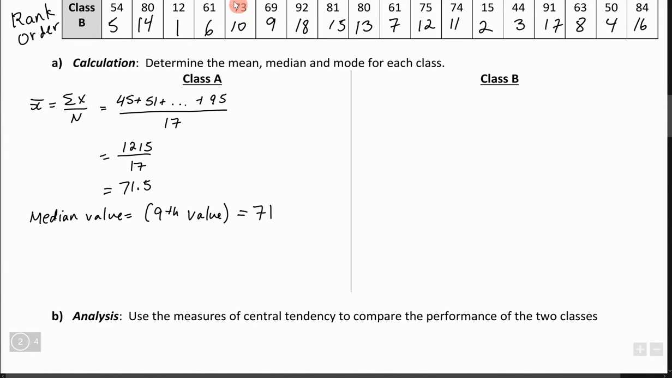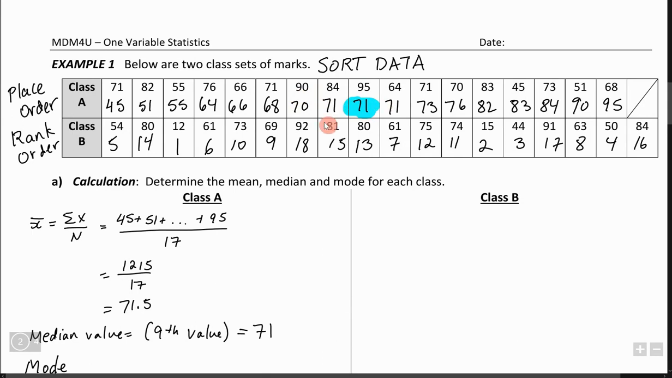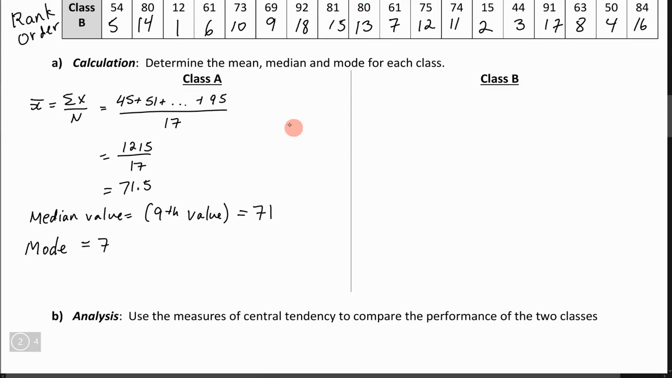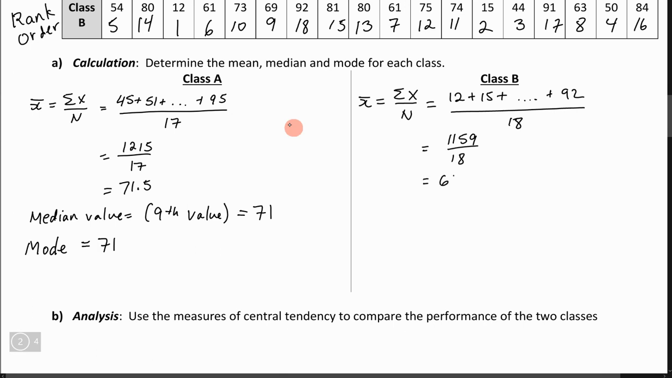And our mode. The mode is the one that occurs most frequently. So if I look at my table here, the value that occurs most frequently is the number 71. So 71, 71, and 71. So the mode is 71. For class B, the mean value, when I add up all the values, so the sum of all the x values divided by the number of values. So 12 plus 15 plus dot, dot, dot, plus 92, all divided by 18. So 1159 divided by 18, which is 64.4.